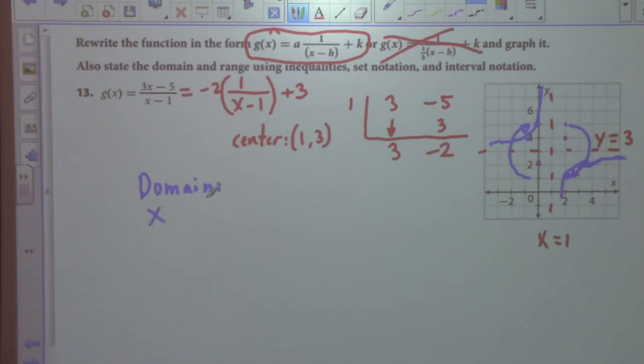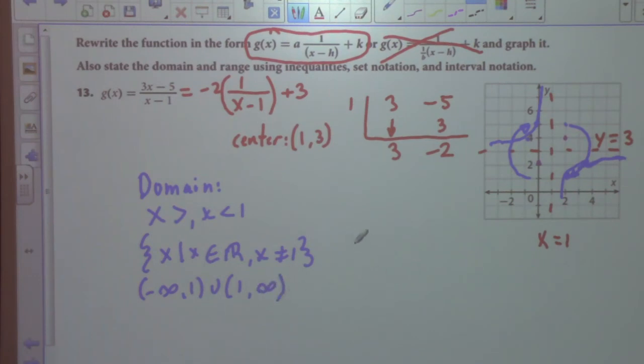x is less than 1, x is greater than 1, and then we have x such that x is an element of all real numbers, but x cannot equal 1. And then in interval notation: negative infinity, comma 1, union 1, comma infinity.